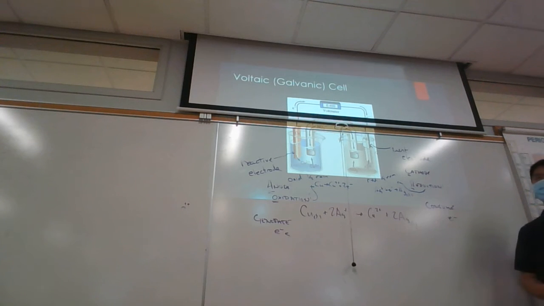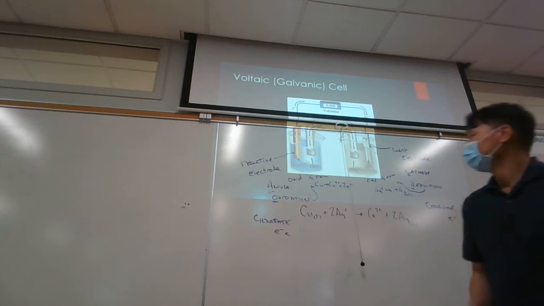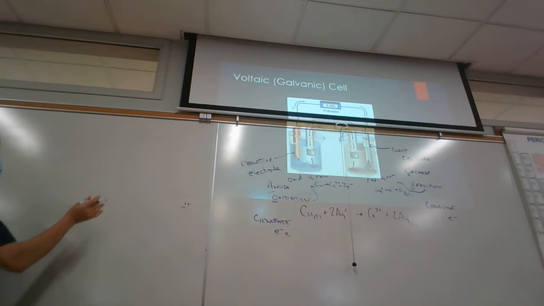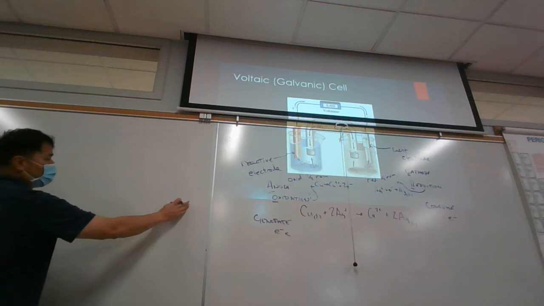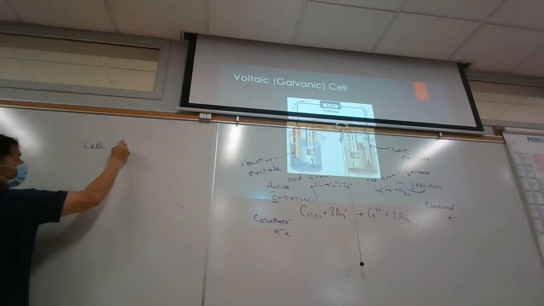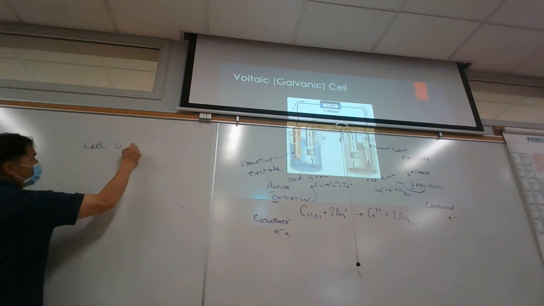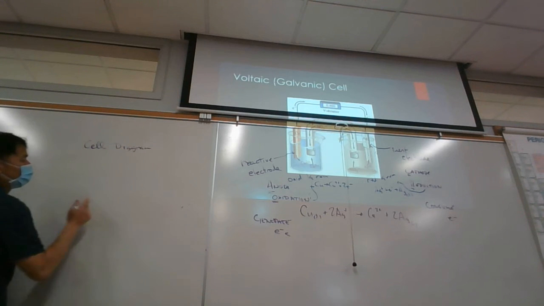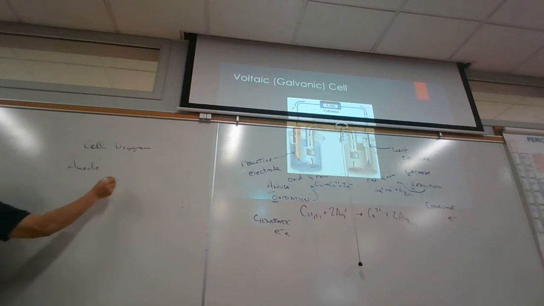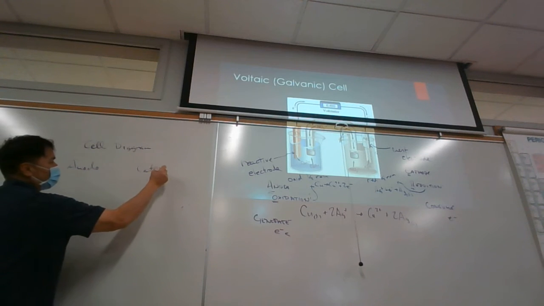And that's your basic battery. There are shorthand ways of writing this particular battery. One shorthand way of writing this battery is by using a cell diagram. Cell diagram is a compact way of representing this. And so in a cell diagram, we write the anode on the left and the cathode on the right.